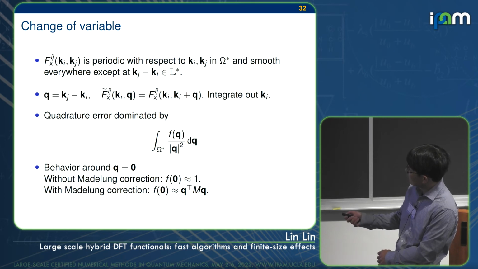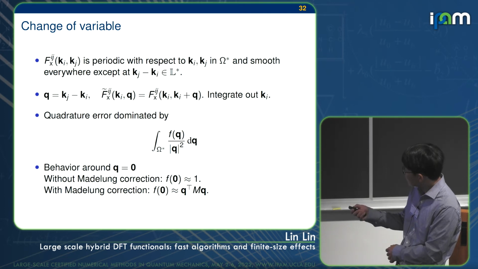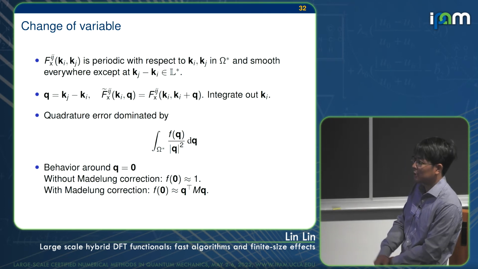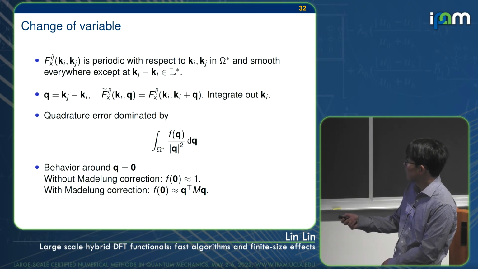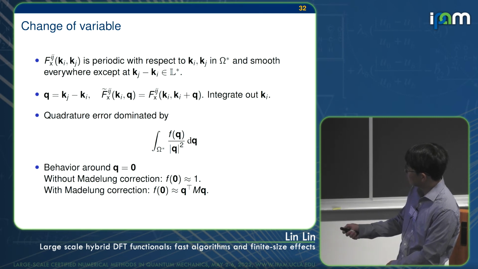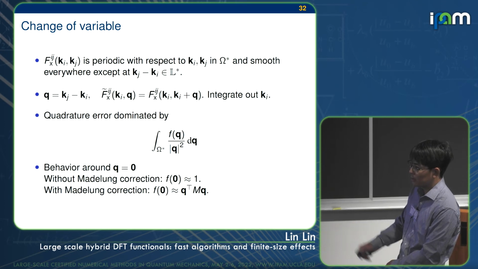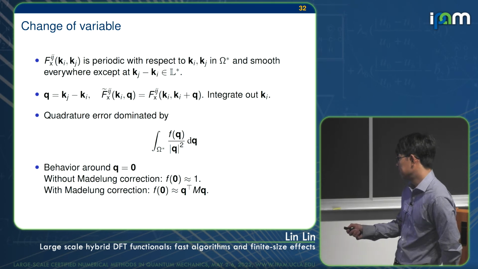So the reasons are the following. If you look at the integrand called fx, it is periodic with respect to ki and kj. But there's some singularity at kj minus ki, called the momentum transfer. So you can do a change of variable to ki and ki plus momentum transfer. You integrate out the nice part, then the quadrature error is dominated by an integration with respect to q. So the behavior around q equals 0 is the following.